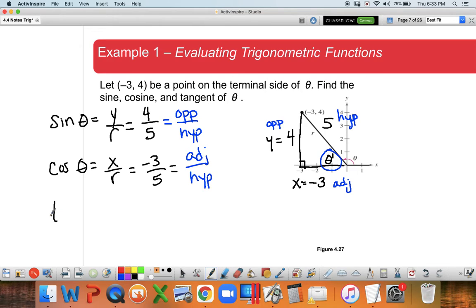And our last one that we wanted to calculate was tangent of theta. Tangent is y over x. We need to make sure x is not 0. It's not. It's negative 3. So I get 4 over negative 3.